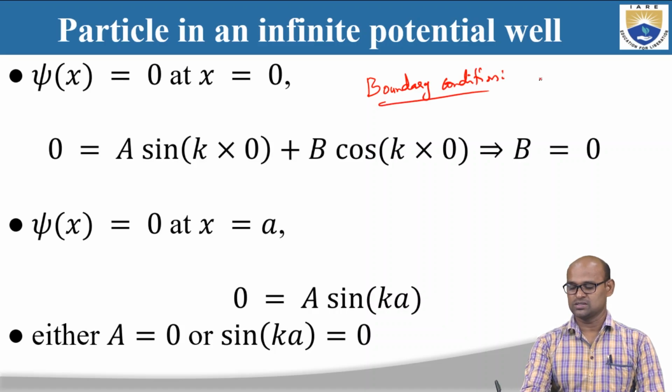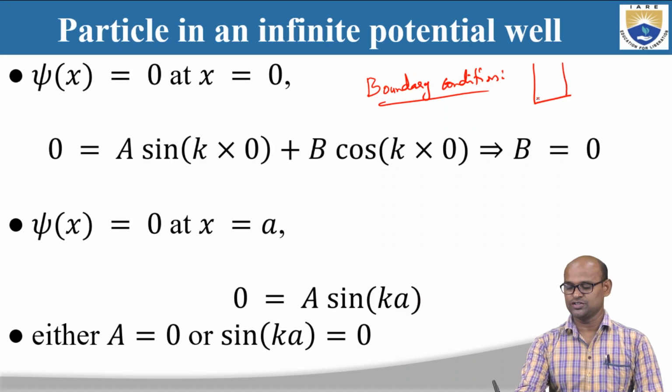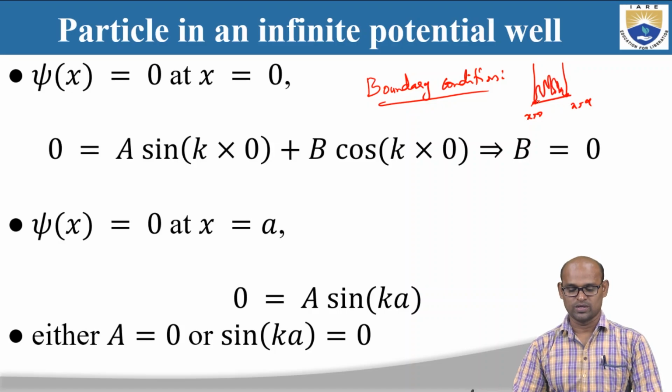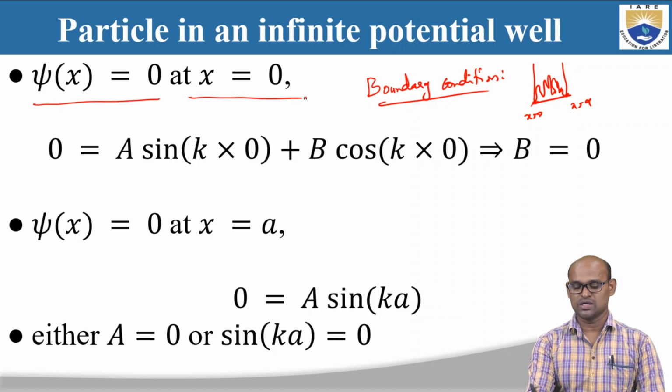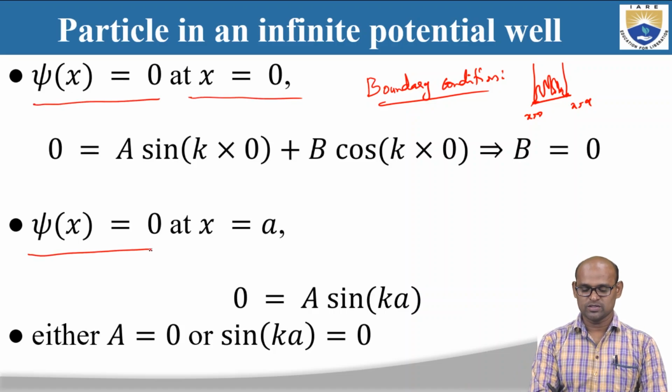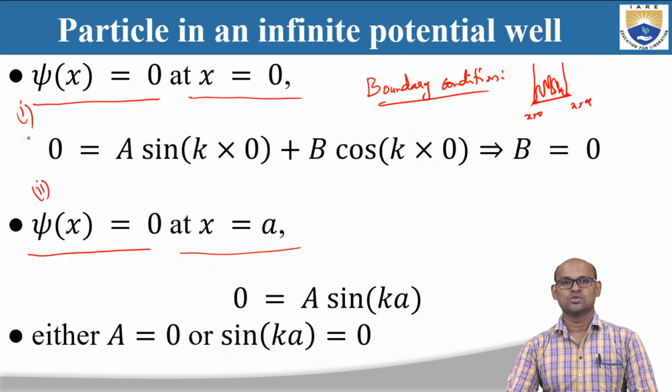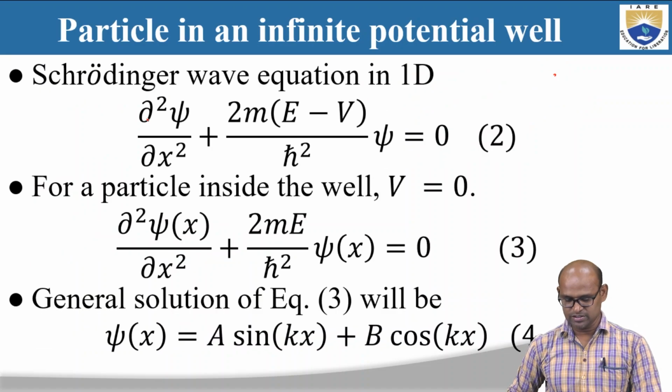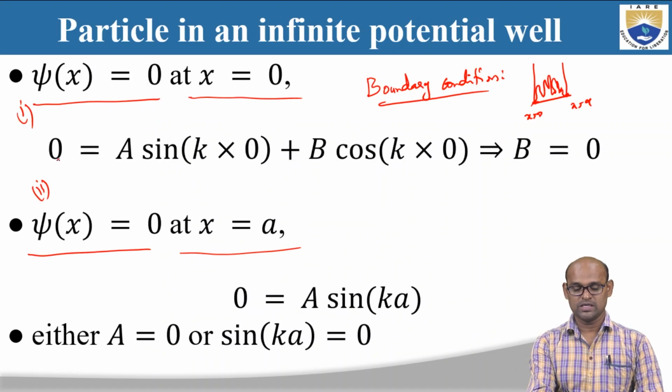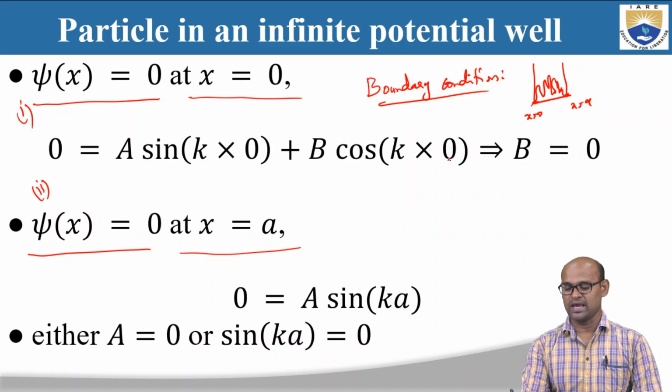What do we mean by boundary condition? The boundary condition says that the wave function at the x equals 0 boundary and the x equals a boundary must vanish. Whatever it can be inside, the wave function must vanish at the boundaries. So psi of x must be equal to 0 at x equals 0, and psi of x must be equal to 0 at x equal to a. So these are the two boundary conditions. By substituting the first boundary condition in the solution of psi, equation 4, we get psi of x equal to 0: A sin kx equal to 0 plus B cos kx equals 0.